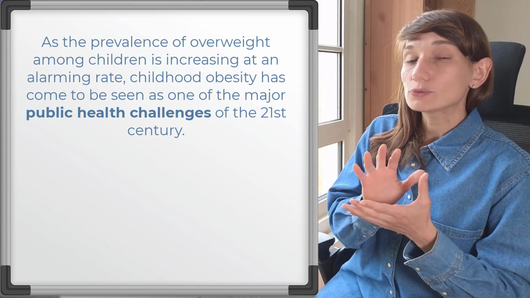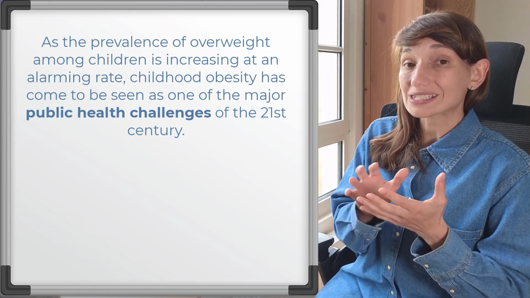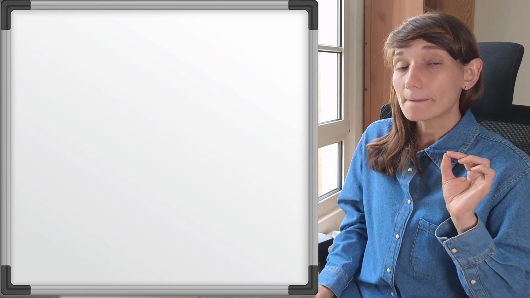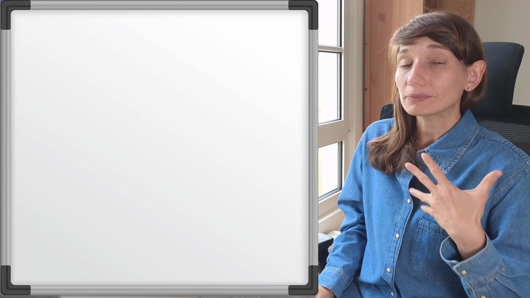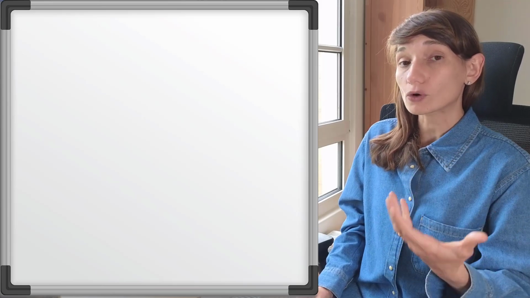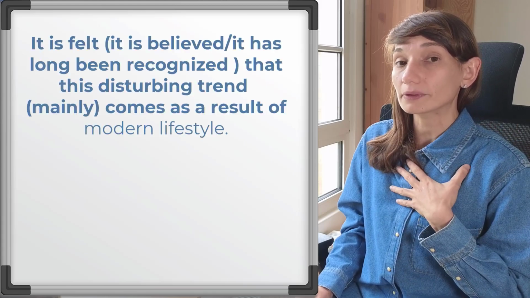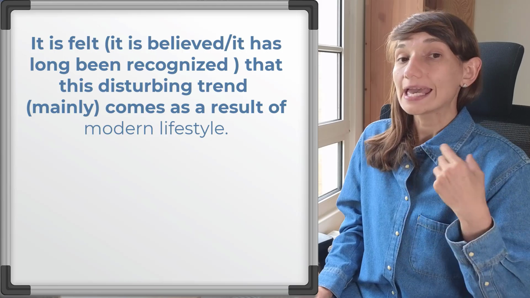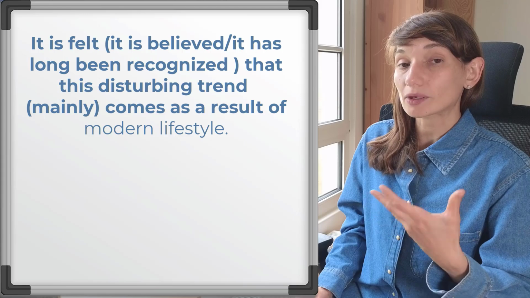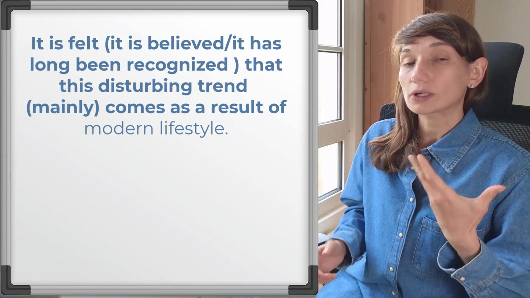So now let's move on to the next sentence. And in the next sentence, we need to mention something about the causes. So now I can say, I believe, or I can be more impersonal. It's always better in academic writing to be impersonal and to say it is felt instead of simply I believe, or it is believed. It has long been recognized. It's always better in academic writing than simply I believe. So that's what I will use here.